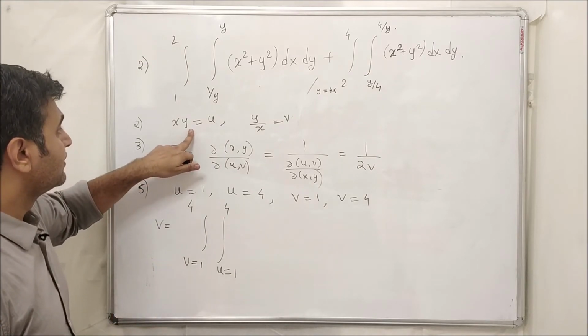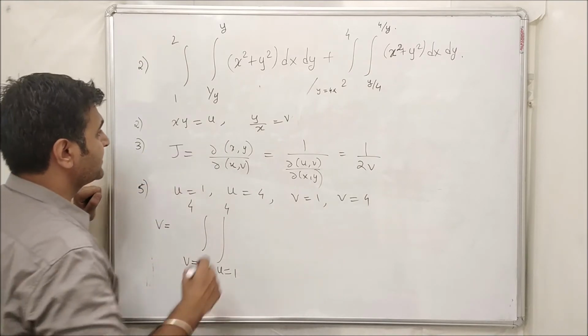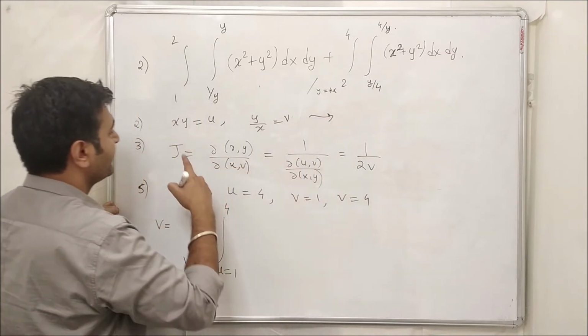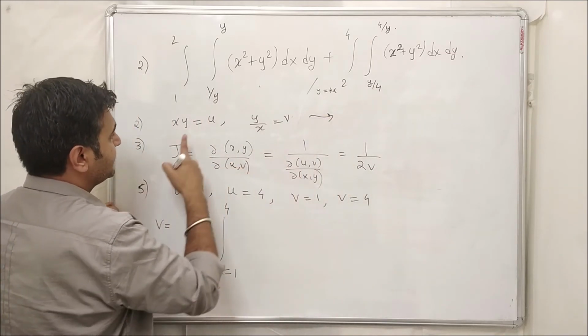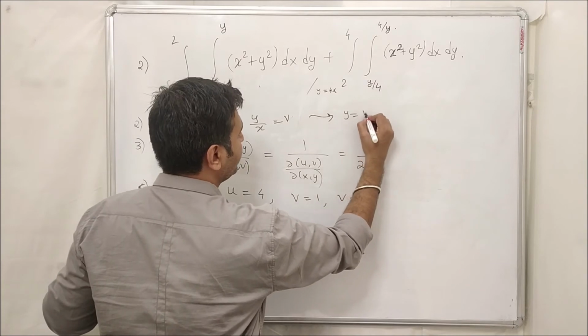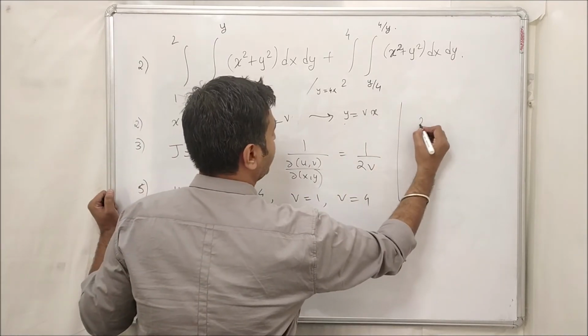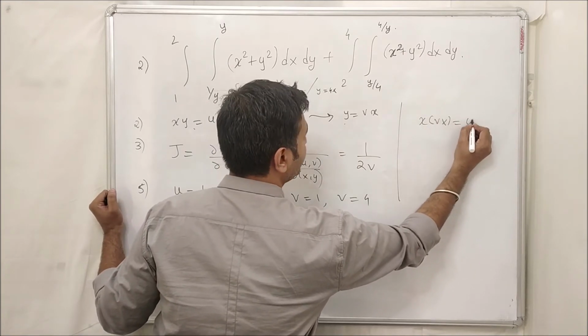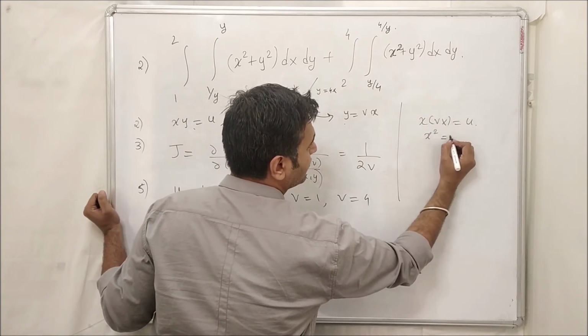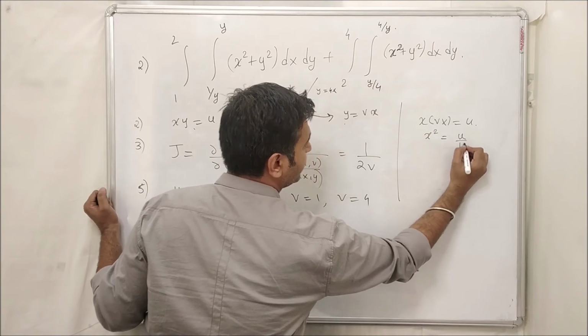Oh, so here you need x and y, right? So what will be x square plus y square? So if you need to solve here, what is your x and y? From here you have y equal to vx. And if I put y equal to vx over here, what will I get? x into vx equal to u. So x square equal to u upon v.